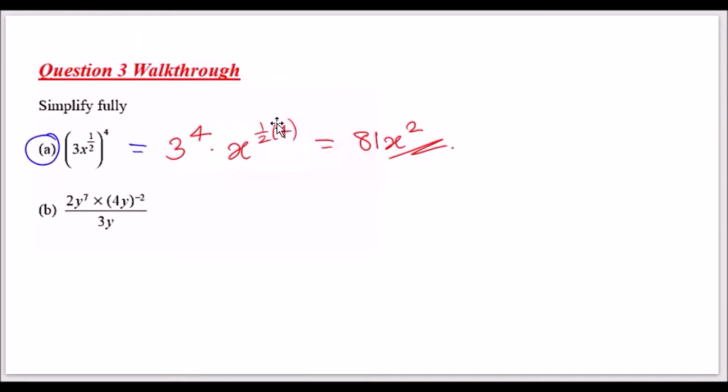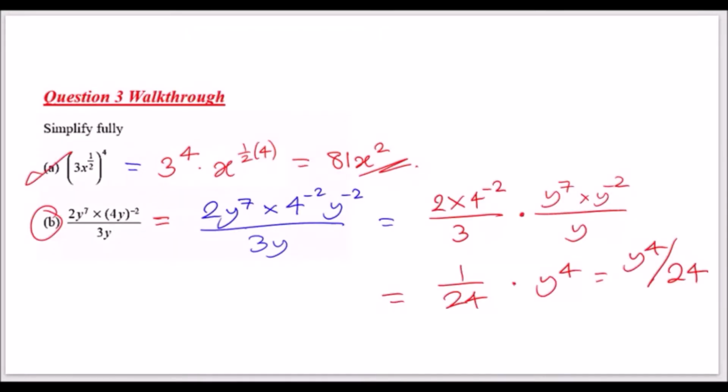If they already have powers, just put it next to it, because you're just sticking on the power 4 to both of these terms. So 3 to the power 4 on your calculator is 81. Half times 4 is 2, so it just becomes x squared. Easy stuff. Okay, as for part B now.